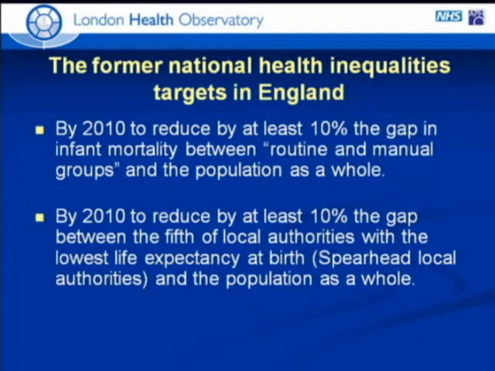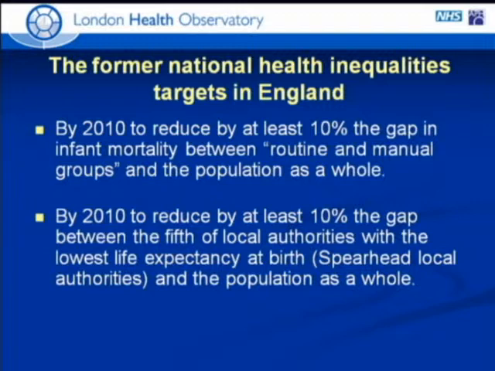And the other one was to reduce the gap by 10% in life expectancy between local authorities that they term spearhead local authorities, and the population as a whole. And the spearhead local authorities are those authorities that have the worst health and are also experiencing a large level of deprivation. And the worst health was defined by quite a number of indicators. Life expectancy was one of them. Cancer mortality was another one. Cardiovascular disease mortality was another one.